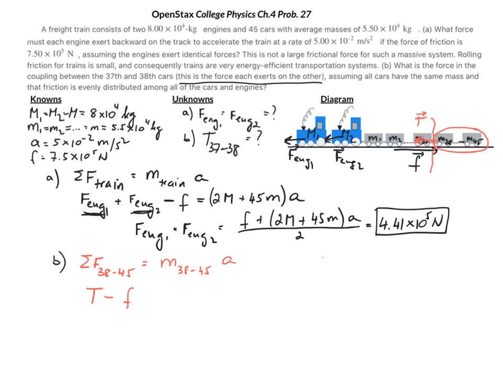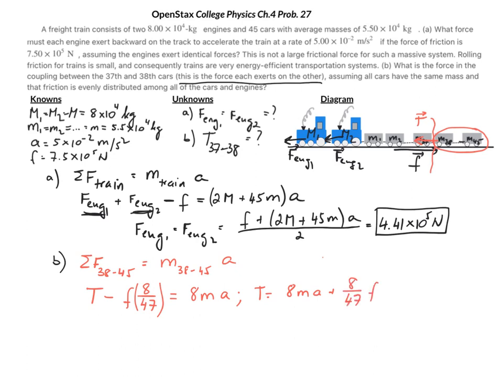So there are 45 cars plus 2 locomotives, that's 47. So 38 through 45 is 8 cars. That means that we have 8 divided by 47 times the friction force. So only this much friction acts on the last few cars. And that's going to be equal to 8 times the mass of one car times the acceleration, which then means that the tension will be 8 times mass of one car times acceleration plus 8 over 47 of the friction force.